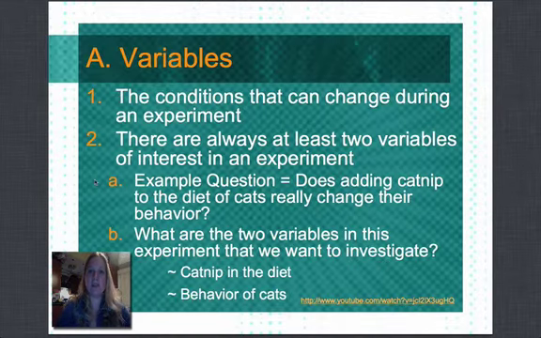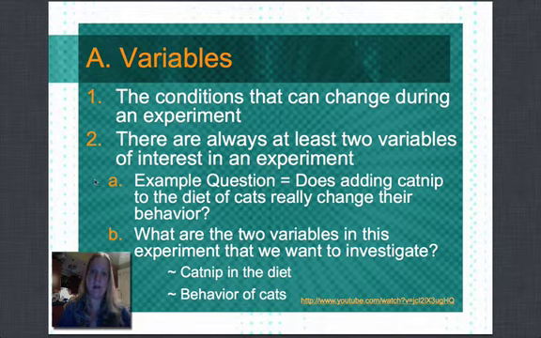So first we want to talk about what is a variable. A variable is any of the conditions that can change during any given experiment. There's always at least two variables of interest. So for example, if I wanted to look at cats, I would want to explore the question: does adding catnip to the diet of cats really change their behavior? That's going to be the question that I start with. You always want to start with a question.